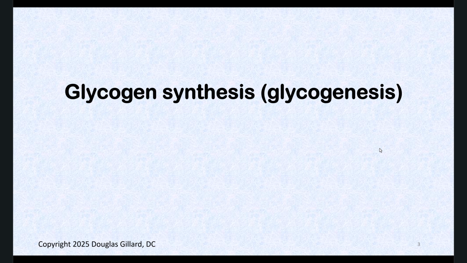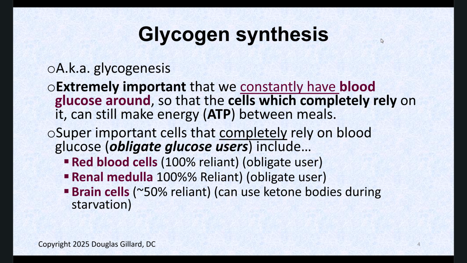All right, glycogen synthesis, also known as glycogenesis. Extremely important that we have constant glucose around all the time, right? Some cells have to have glucose. They can't live without glucose. Red blood cells are 100% reliant. They have no mitochondria, so there's no Krebs cycle or oxidative phosphorylation.